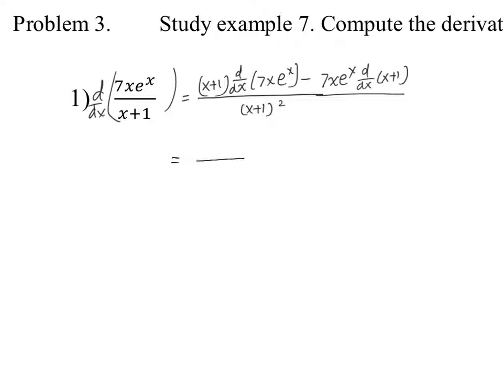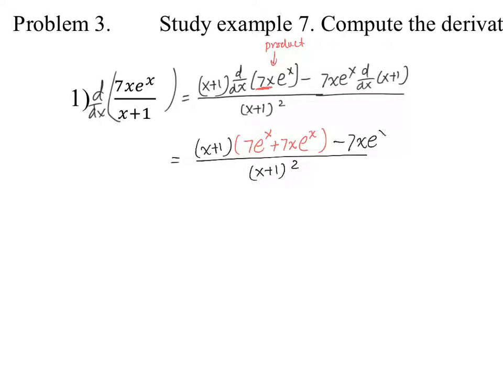Now let's implement all these rules. The low squared, the low d high. Here comes the product rule. So it's going to be equal to the derivative of the first function, which is 7, times the second function, plus the first function, which is 7x, times the derivative of the second function, which is e to the x, minus 7x e to the x, and the derivative of this is just 1.